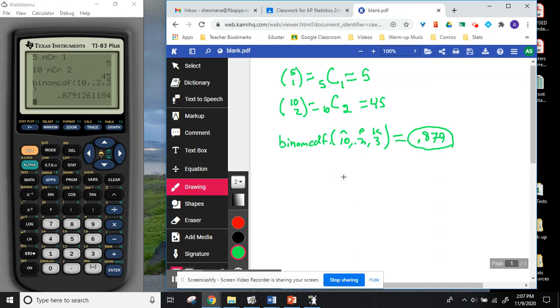For any of the homework problems tonight, you're able to use this binom CDF. Remember, if it's multiple choice, you can use binom PDF. If it's free response, you would want to use the formula that involves this process.